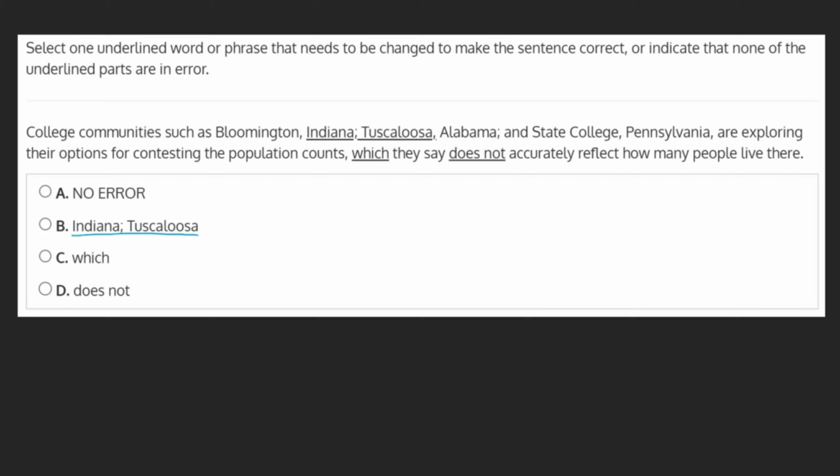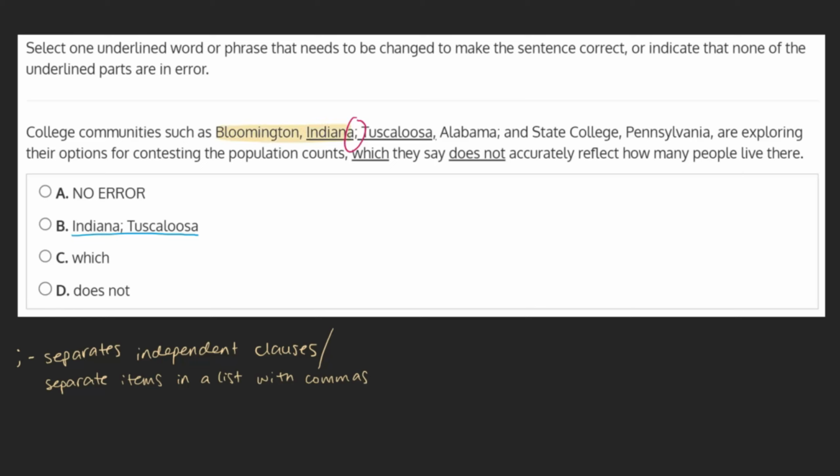B. Indiana, Tuscaloosa. This choice features a semicolon. Although a semicolon's main job is to separate independent clauses, it also has another function: to separate items in a list when those items include commas. In this case, each college community is separated from its state with a comma: Bloomington, Indiana, Tuscaloosa, Alabama, and State College, Pennsylvania. It would be too confusing to have commas within the list items and commas to separate the list items, so instead we use semicolons to separate them, as we see here. As this is grammatically correct, we can mark this choice off.